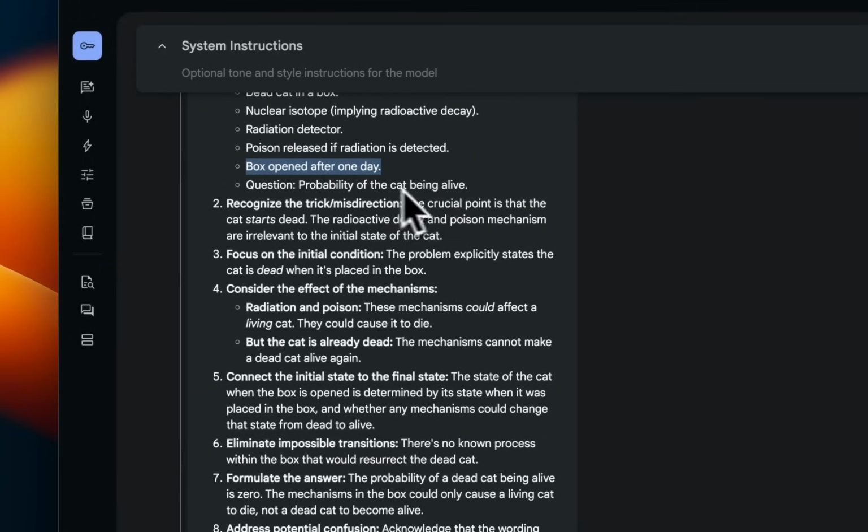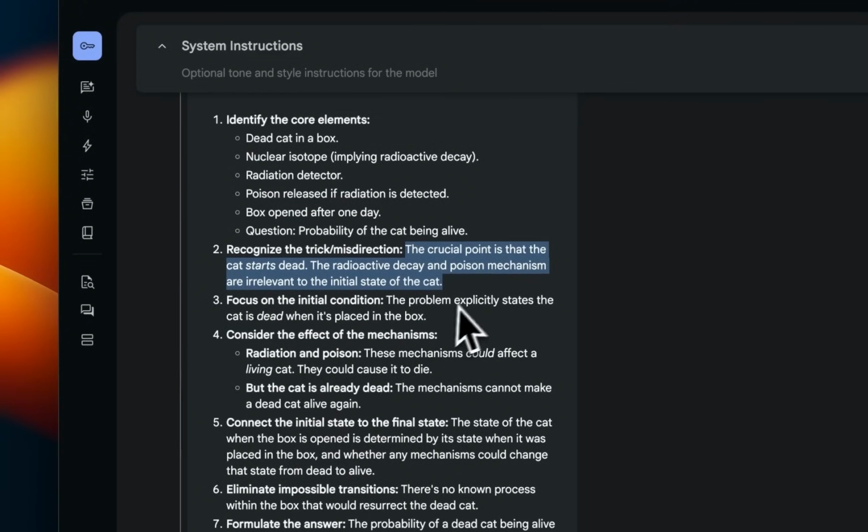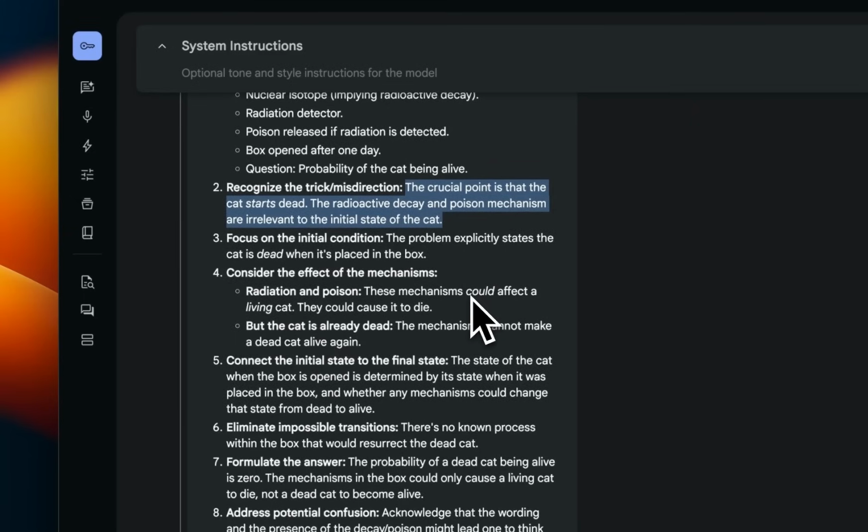So, probability of the cat being alive: recognize the trick or misdirection. The crucial point is that the cat starts dead. The radioactive decay and the poison mechanism are irrelevant to the initial state of the cat. This is great because I think it's able to just identify that the cat is dead, and then the rest of the things do not matter.